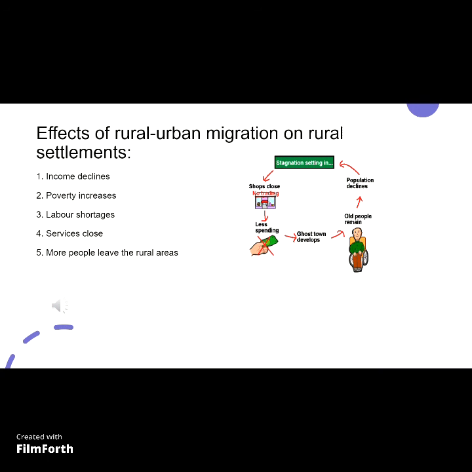Now, grade 12, we're going to look at the effects of rural settlement. Firstly, the income declines. Why? Because unemployment is high. Poverty increases. Why? Because people don't have money to buy food to provide for their families. That is why some make farms so that they can provide for their families and also make an income.